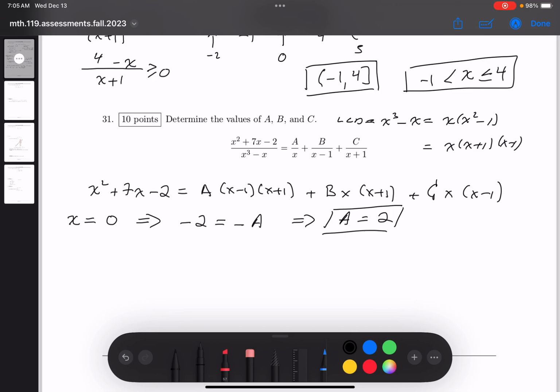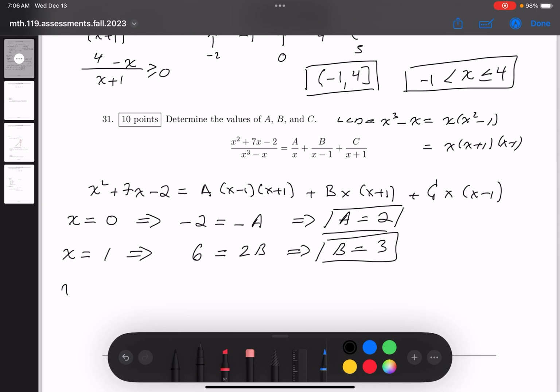Let's go on to do the B, and I'm going to say x equals 1 now. And what do you get there? Well, on the left side, you get 1 plus 7. That's 8. 8 minus 2 is 6. On the right side, if you chose 1, the A disappears and the C disappears, but then you're left with B. And what are you going to get over there? Again, if it's 1, 1 plus 1 is 2. 2 times 1 is 2. You get 2B. What do you get over here? B would equal the number 3.